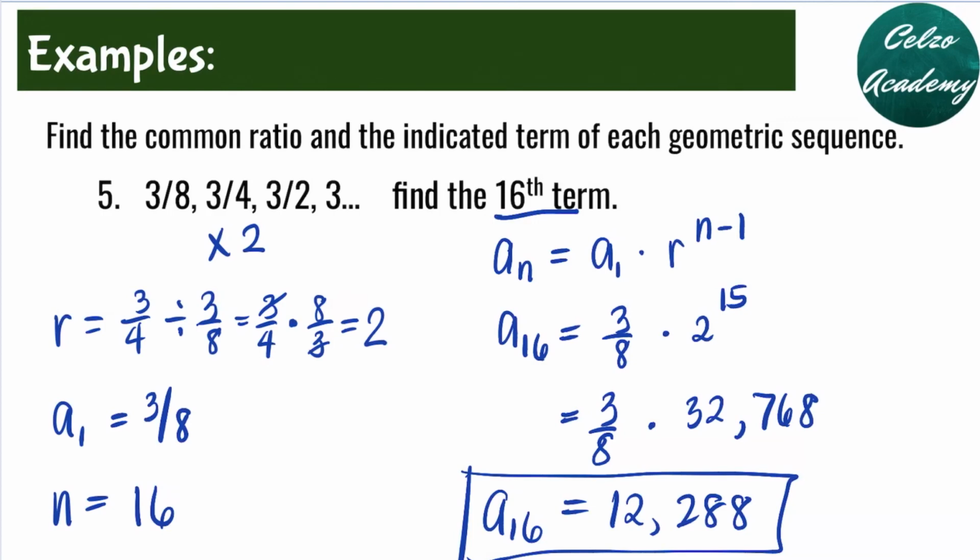So again, in solving for the nth term of a geometric sequence, you need to find three things. You need to have the common ratio r, the first term a sub 1, and the value of n. Once you have this information, all you need to do is plug it into the formula a sub n is equal to a sub 1 times r to the power of n minus 1, and then evaluate the sequence.